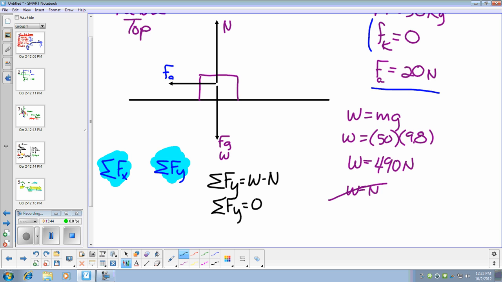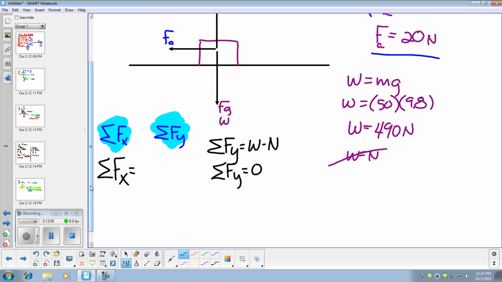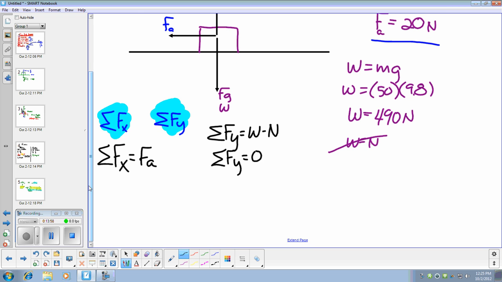Our force, however, in the horizontal is not at equilibrium because this object is in motion. We see that our force on the x is equal to our force applied. Well, that's really easy because we only have this one force acting on it. So now I can solve for acceleration by going F equals mass times acceleration.